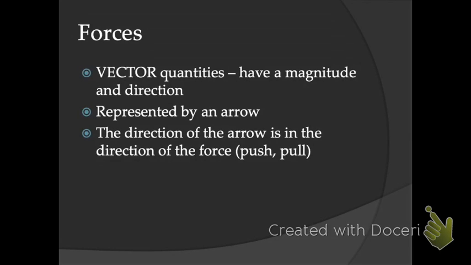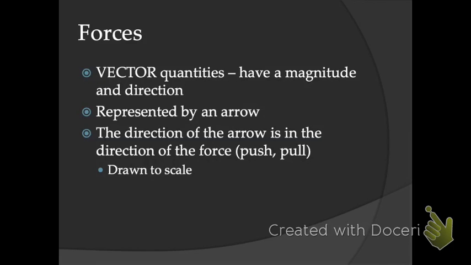The direction of the arrow is in the direction of the force, whether it's being pushed or pulled or going upward or downward. Same thing we've done with all of our vectors up to this point. They should be in the direction of the motion, or more specifically, the direction of the force. And we're going to do our best to draw them to scale. Okay, roughly to scale.